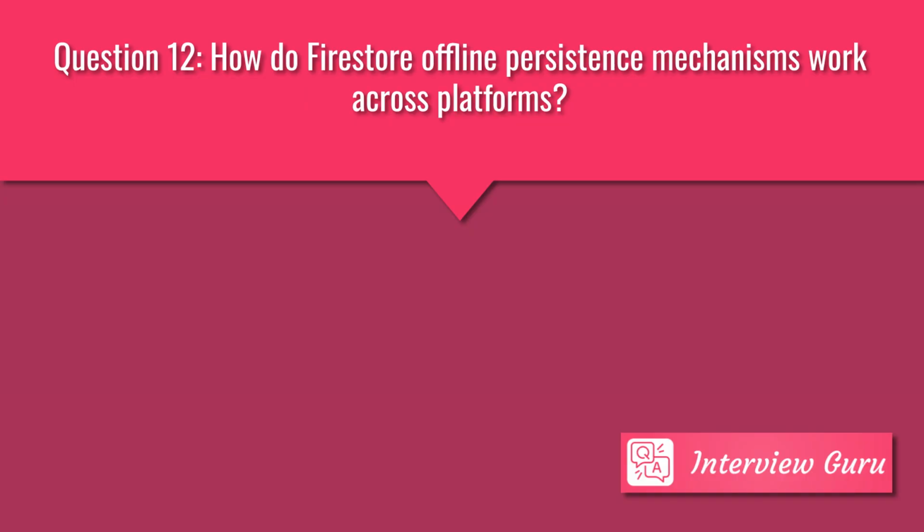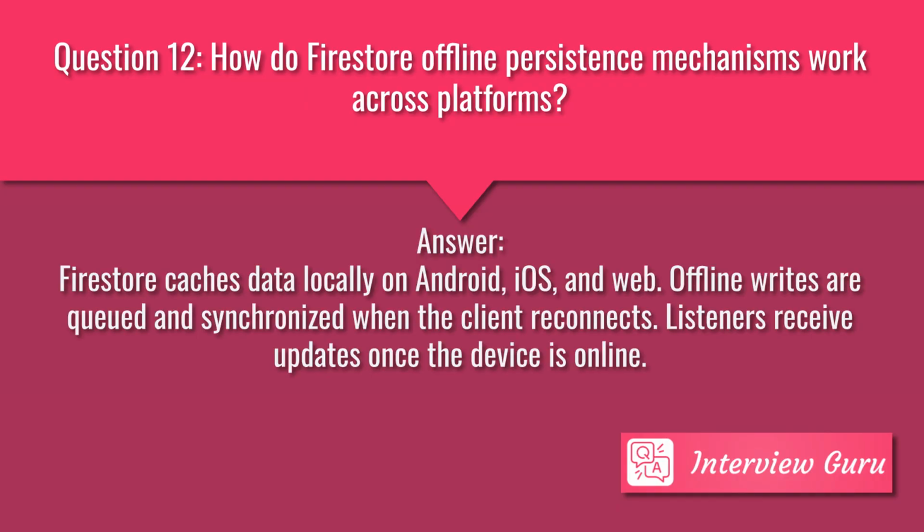Question 12. How do Firestore offline persistence mechanisms work across platforms? Firestore caches data locally on Android, iOS, and web. Offline writes are queued and synchronized when the client reconnects. Listeners receive updates once the device is online.